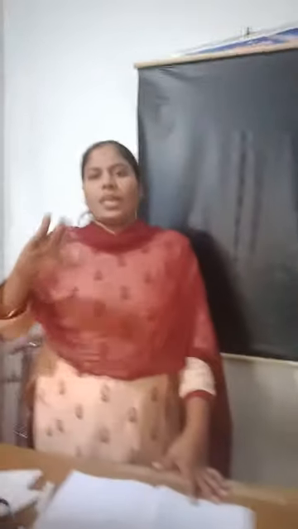Good morning, children. Already we learnt the properties of triangles. What are the properties of triangles? One is the sum of any two sides of a triangle is always greater than the third side. Next one, the difference of any two sides of a triangle is always less than the third side. These two are the properties we already learnt. Now we use these two properties to do some problems.